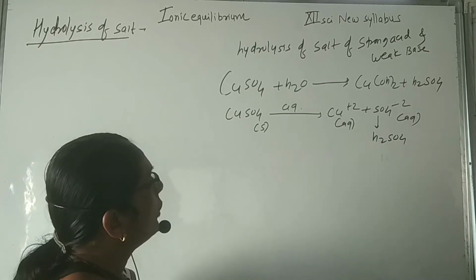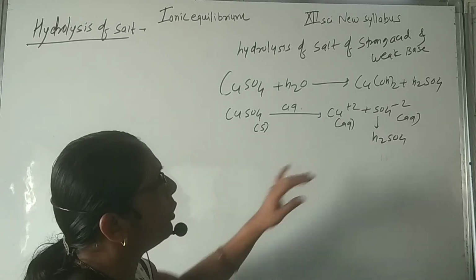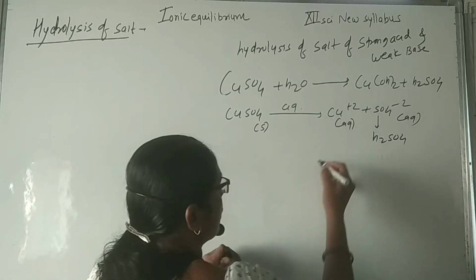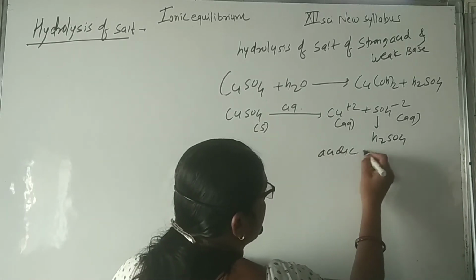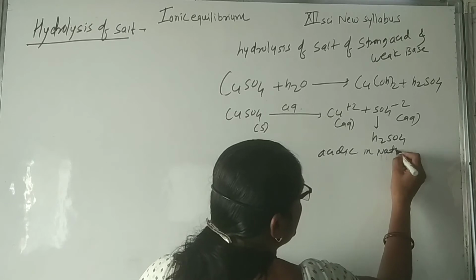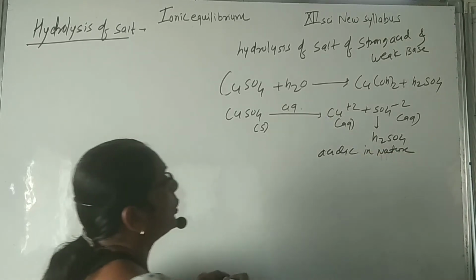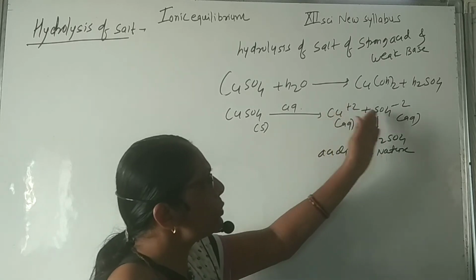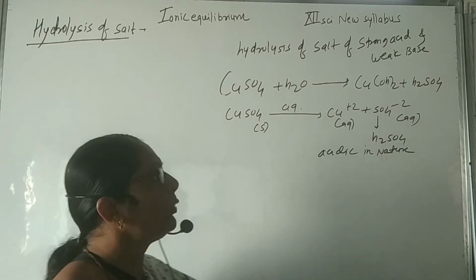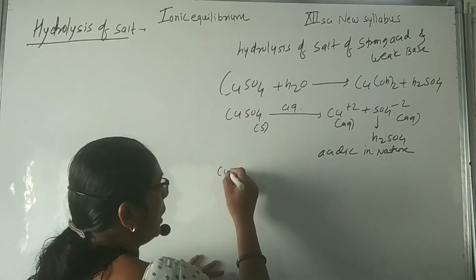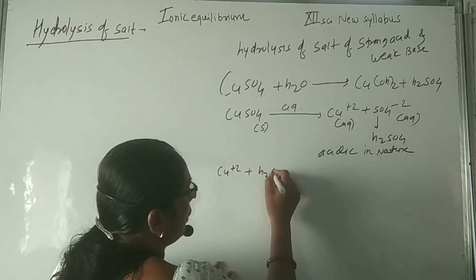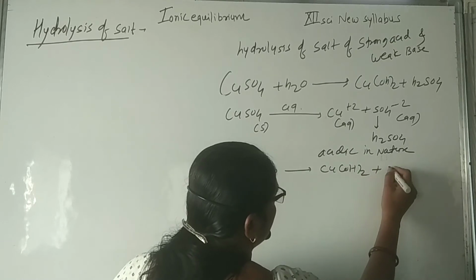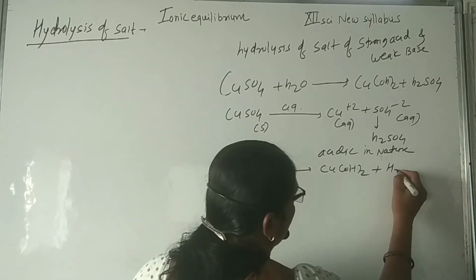It is observed that when copper sulfate is dissolved in water, the given solution is acidic in nature. So why is the given solution acidic? Because when copper sulfate is dissolved in water, it gives Cu2+ and SO4 2- ions. Here, these Cu2+ ions have a tendency to react with water, forming copper hydroxide. It can form the copper hydroxide like this.